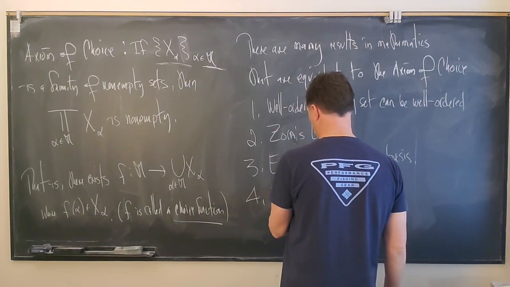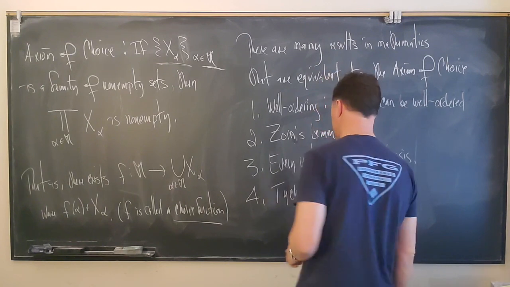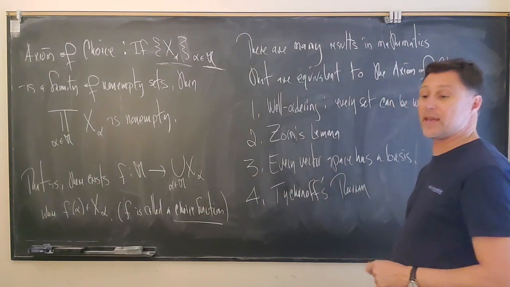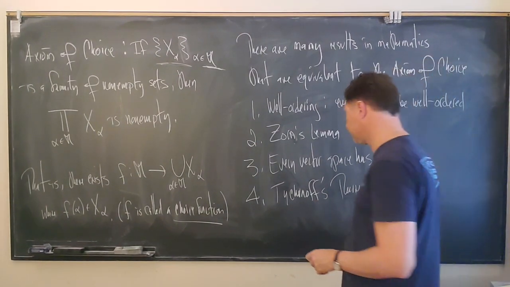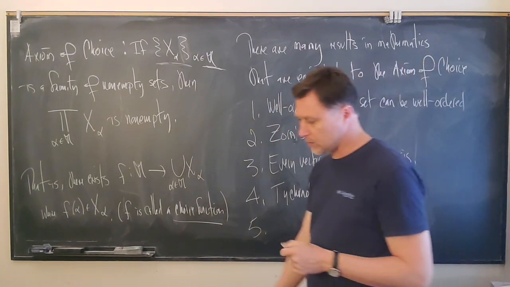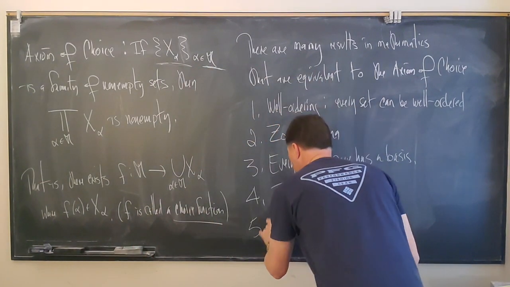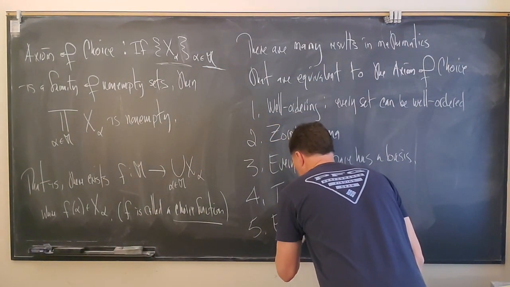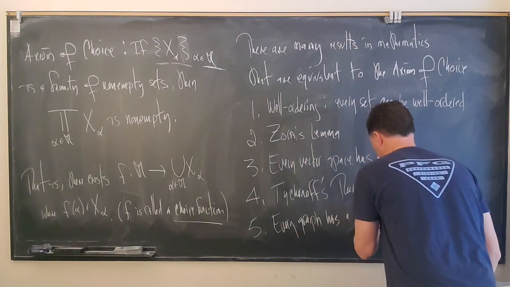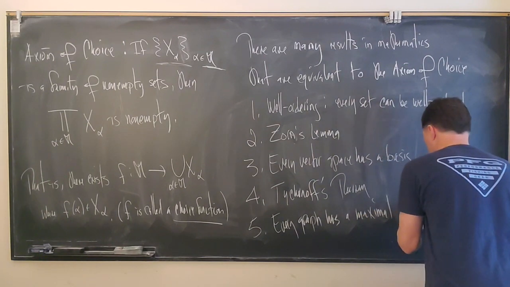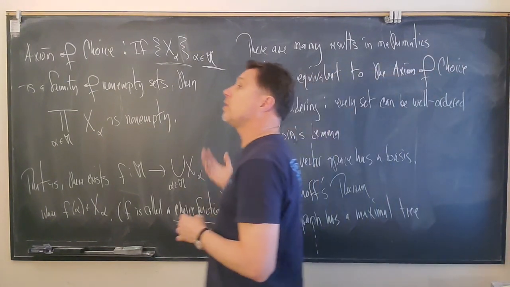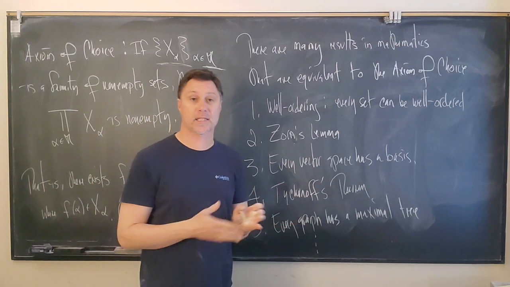If you've had topology, Tikhonov's theorem says that the product of any collection of compact sets is compact. So if you've had topology, that would make sense. If you haven't had it yet, that wouldn't make sense. What else? Oh, here's one from graph theory. Every graph has a maximal tree. And this list goes on and on. So here's the idea. We typically work with the Zermelo-Fraenkel axioms plus the axiom of choice.